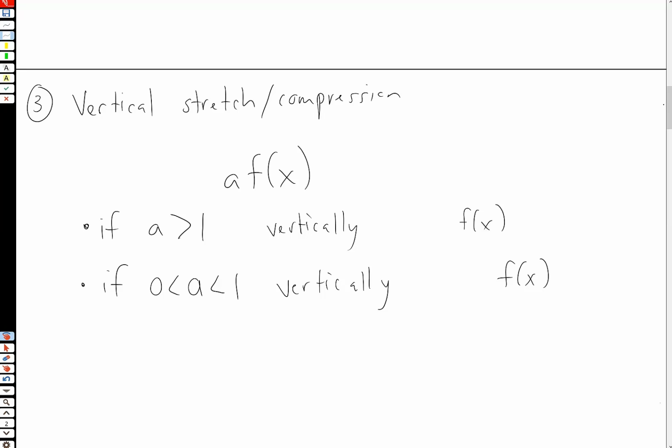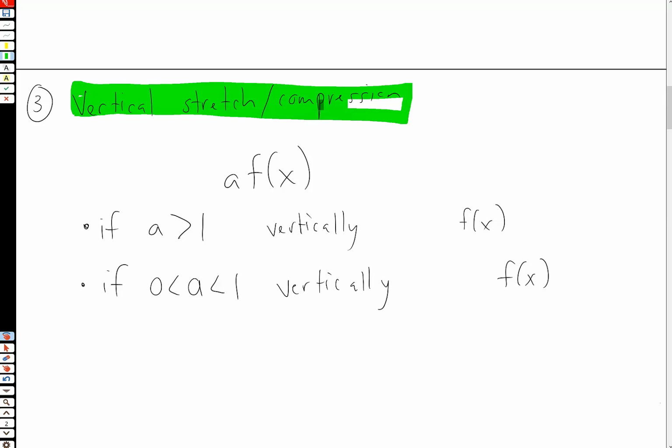All right, moving on. Now we're going to get into the stretch and compression. So now we're changing the shape of our graph. Okay, so the next type of transformation is what we call a vertical stretch and compression. And like the name says, what we're doing is we're going to be either pulling along the y-axis, so vertically, or we're going to be compressing along the y-axis, or smushing.